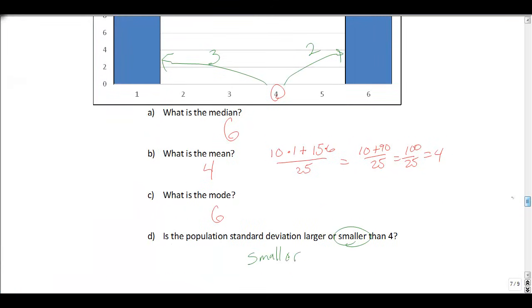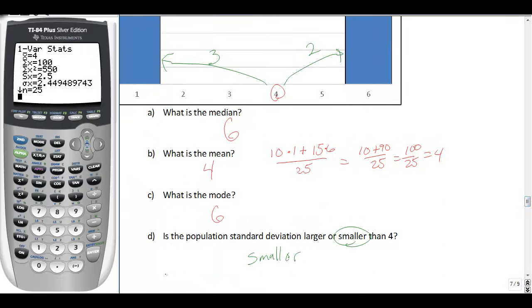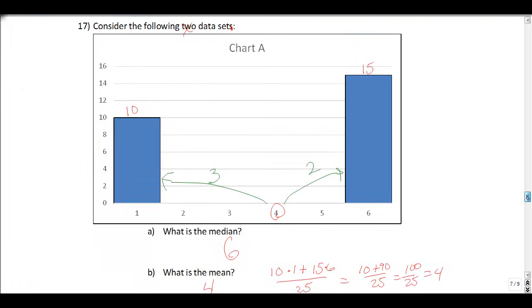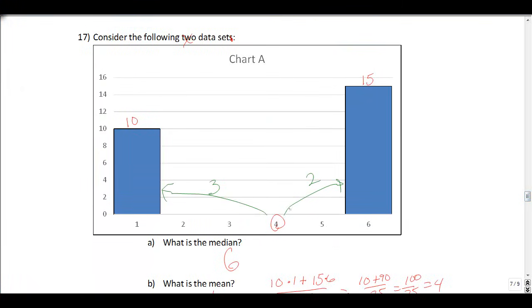Let's see, what else do we want? Median, we can probably pull off if we go down here. Median is 6. And then the population standard deviation, that's this sigma x, that's 2.44, which is in fact smaller than 4. So we set up here that population standard deviation should be some kind of average of 2 and 3. And it's a little bit closer to 2. It's some kind of funny-ish average, but somewhere between 2 and 3, which we can see we got.